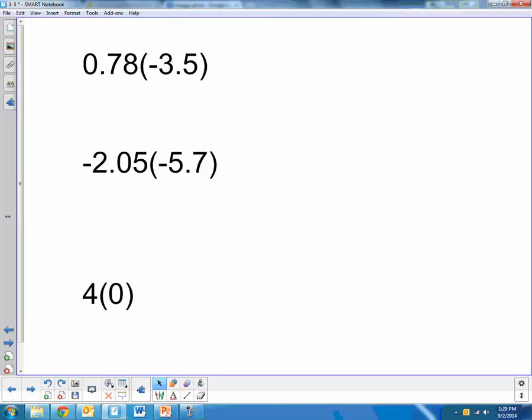We're going to assume that you paused it and that you tried these on your own. Remember that when you're multiplying with decimals, we can just line it up. Doesn't matter which way. We're going to line it up as if the decimals weren't there. So instead of putting 0.78 times 3.5, I'm going to forget about those decimals for a minute.